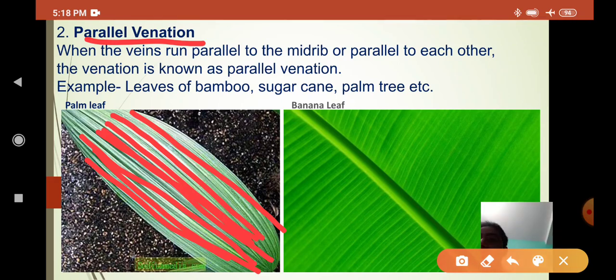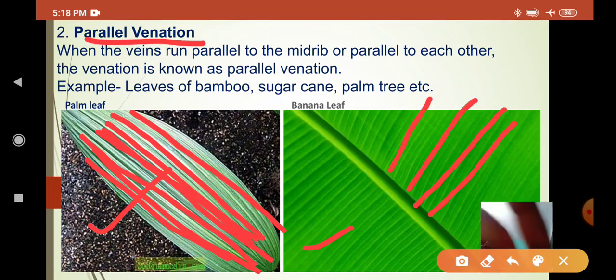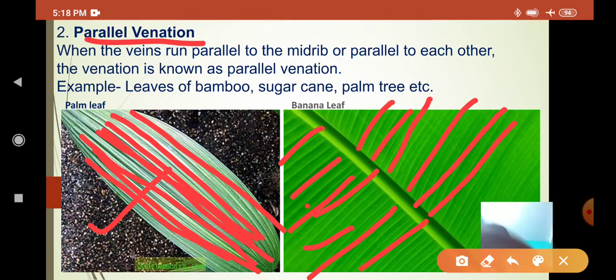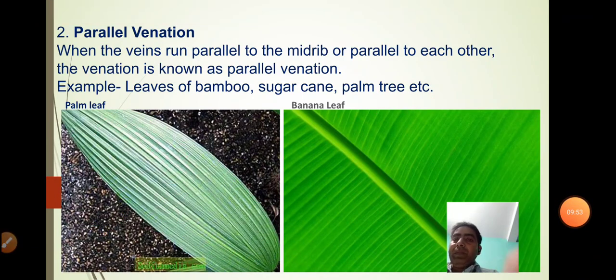Here you can see the leaf of a palm tree, and this is a leaf of a banana. You have also seen the banana, the pattern of the veins. They are parallel to each other. So when this type of venation occurs in the leaf of bamboo, sugarcane, palm tree, that is called parallel venation. Thank you everyone.